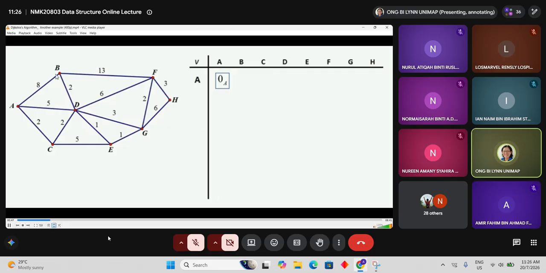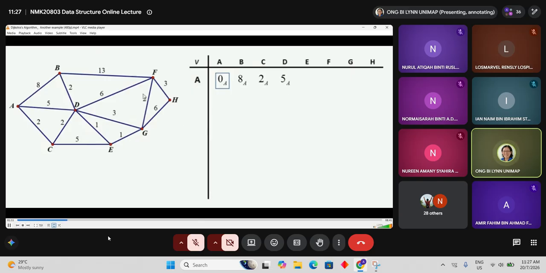I can get from A to B with a distance of 8, or a weight of 8, and the subscript means that I just came most recently from vertex A to get here, and these subscripts are going to help us track where the paths go as we move along. I can get from A to C with a weight of 2, and from A to D with a weight of 5.